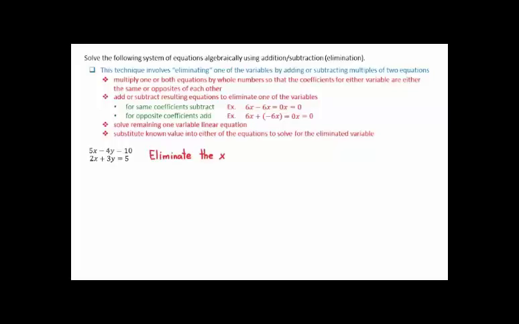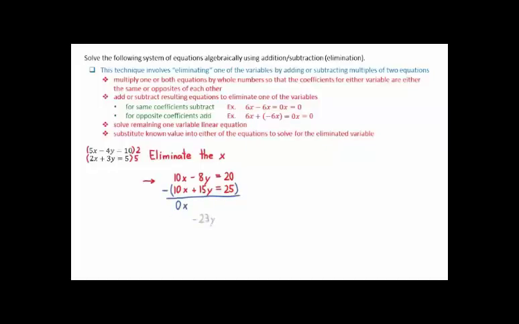We then multiply the first equation by 2 to give 10x, and the second equation by 5 to also give 10x. This results in 10x minus 8y equals 20 for the first equation, 10x plus 15y equals 25 for the second equation. Note here that these signs are the same, so we will subtract these two equations.